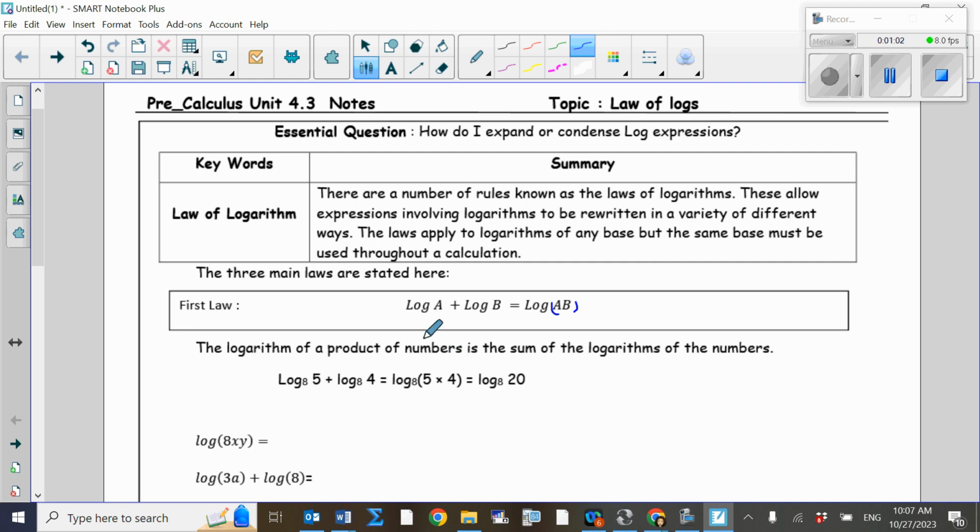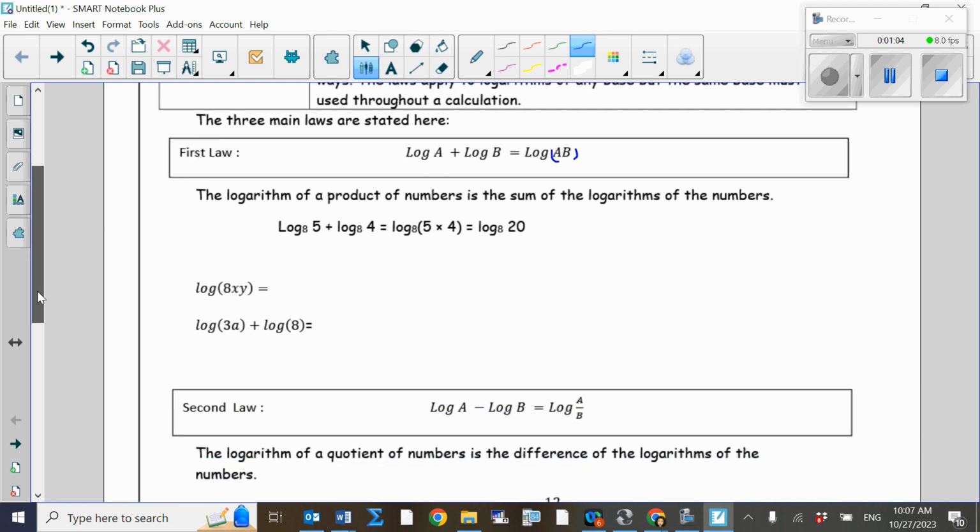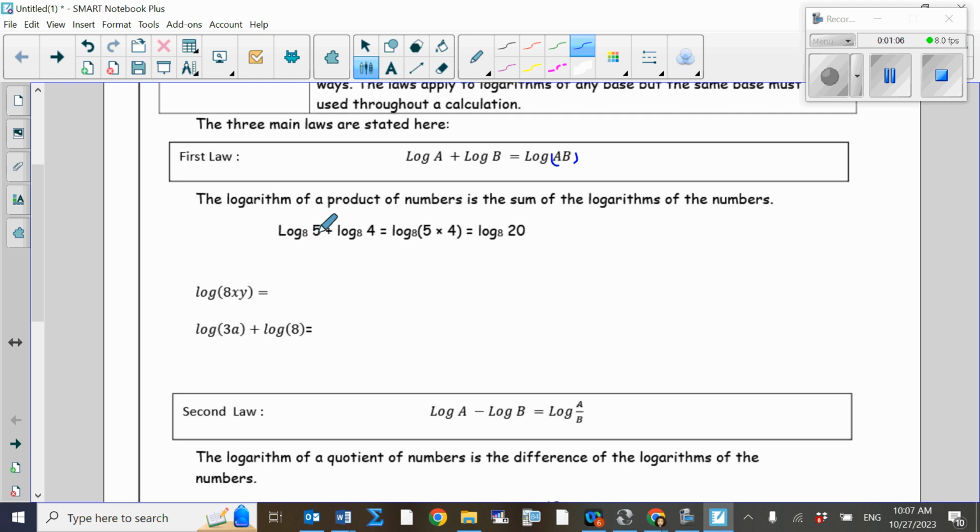So here's one example. I have log of 5 base 8 plus log of 4 base 8. Notice the bases are the same here. So I can rewrite that as log of 5 times 4 base 8. And we know 5 times 4 is 20. So that's log of 20 base 8.